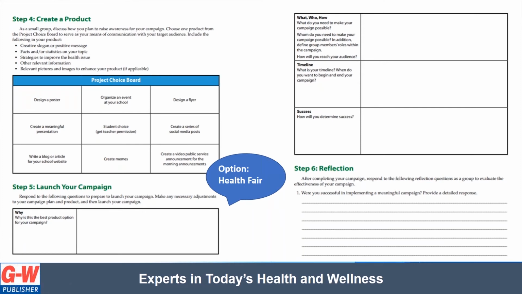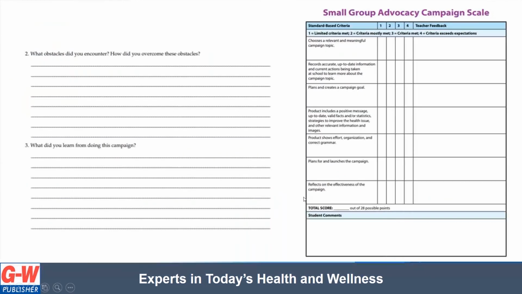Once they've answered those questions, it's time for them to campaign within their school. If campaigning within your school is not an option, maybe consider a health fair as another option. Once they've finished, step 6 is going to be reflect. Were you successful in implementing a meaningful campaign? What obstacles did you encounter and how did you overcome them? And what did you learn from doing this campaign? I have provided a rubric, as you can see on the right-hand side, if that's helpful.